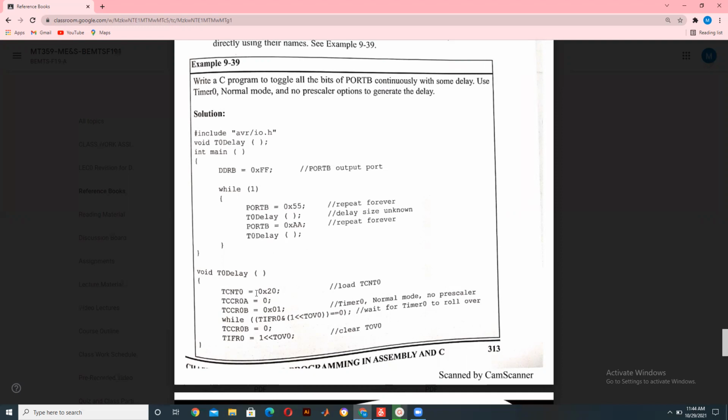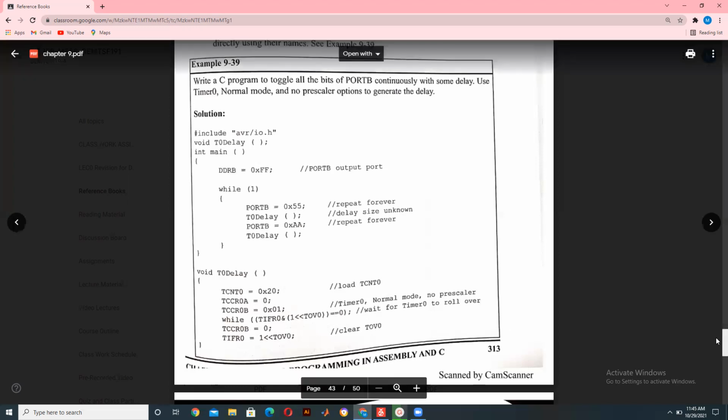TCNT0 is equal to 0x20, and TCCR0 is 0, and then TCCR0 timer non-zero. First we load the timer, so for the high state, and then we set it to normal mode and no prescalers. Because there are no prescalers, we use a while loop and wait for the timer to roll over again.